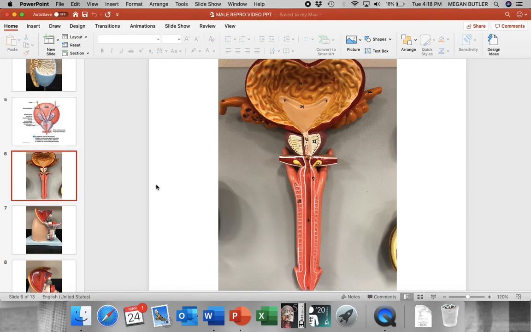Now I encourage you to go through all the pictures of the models and try to identify all those structures the best you can.